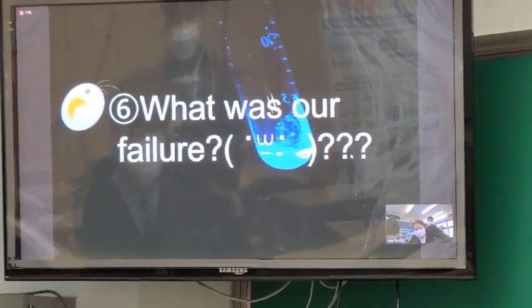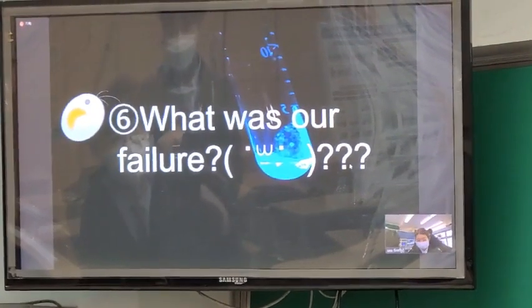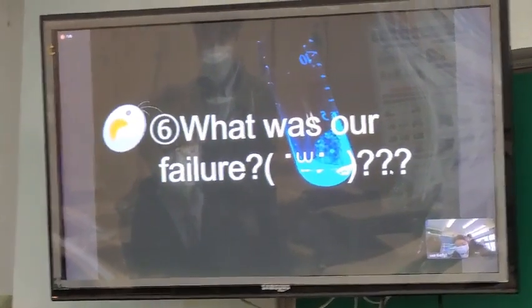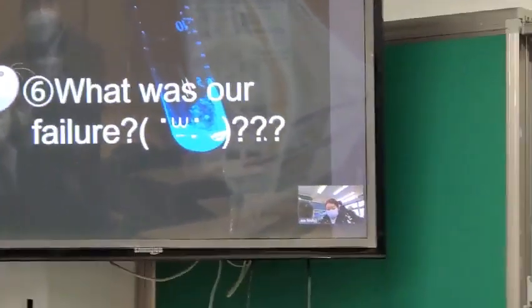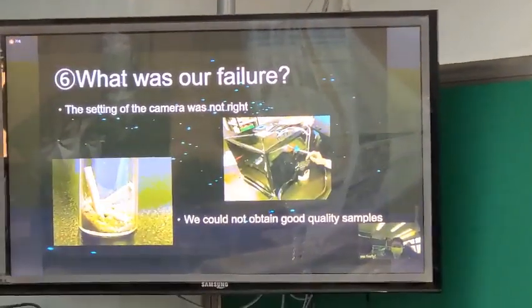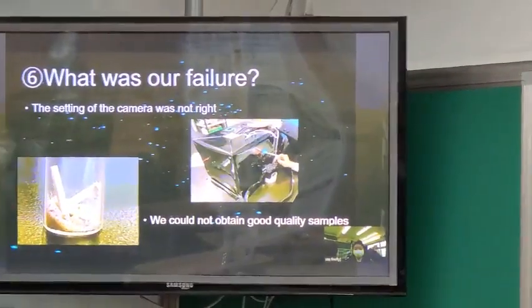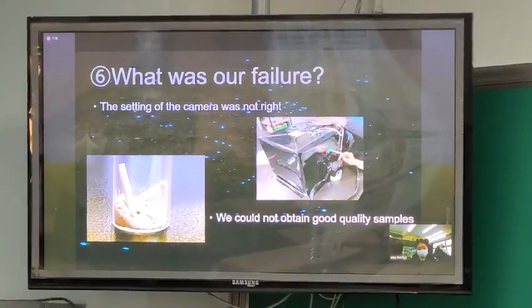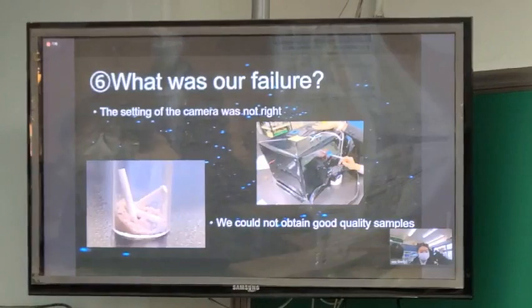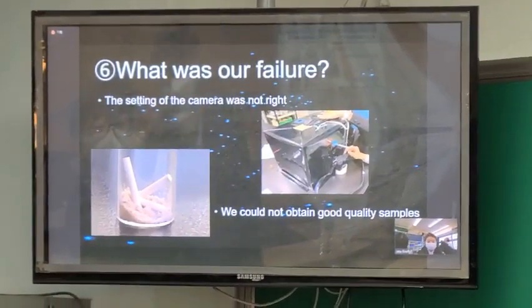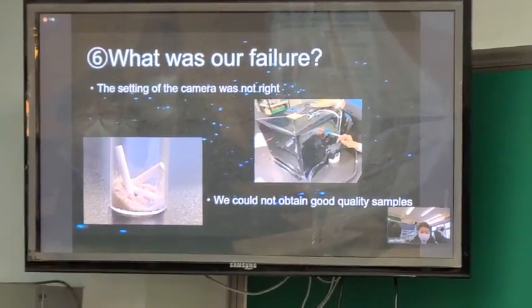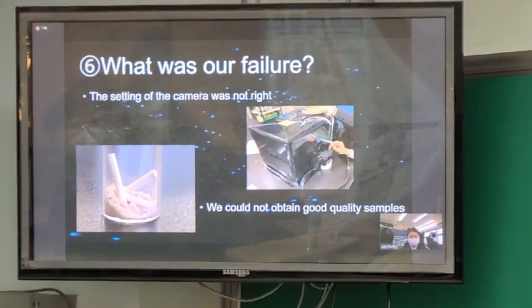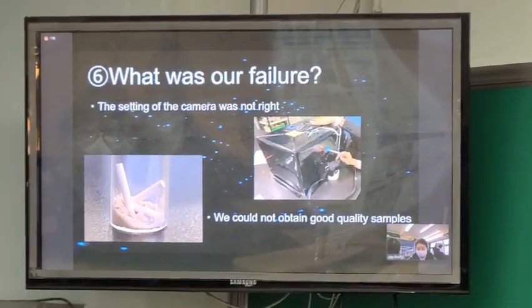Number 6. So, what was our failure? There were two big failures in our study. First, we did not set the camera setting correctly, so we got the wrong data. Second, we obtained bad quality dry Huygendorf samples from our previous method.